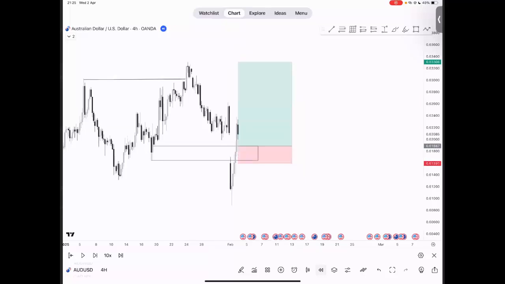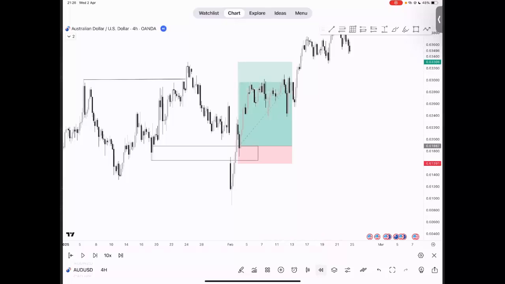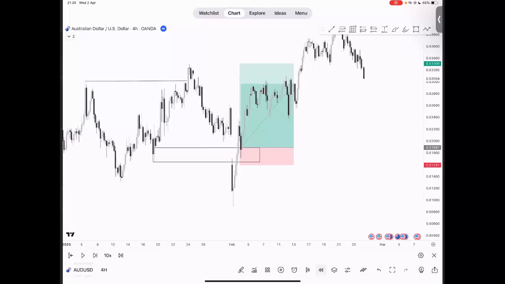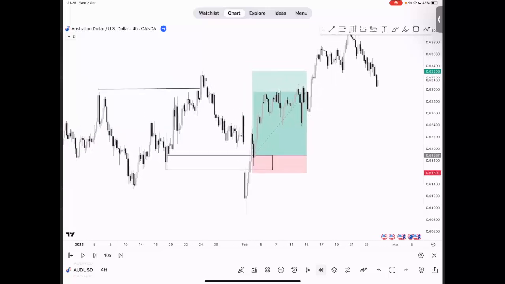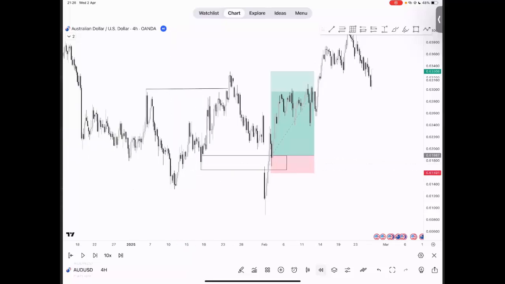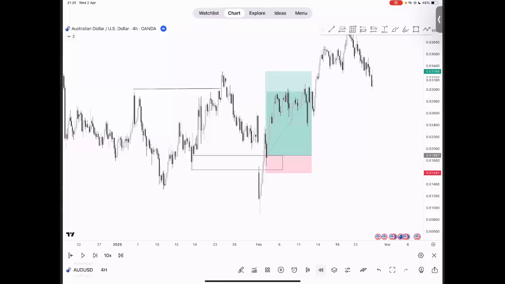Now, playing price, you notice that price came, mitigated the reclaimed block, and what happens? Straight to take profits, right? You can see at this point, take profit hits. This is a very good example of a reclaimed block. Even currently, price has put in another high at this point. This has confirmed the new trend for me.